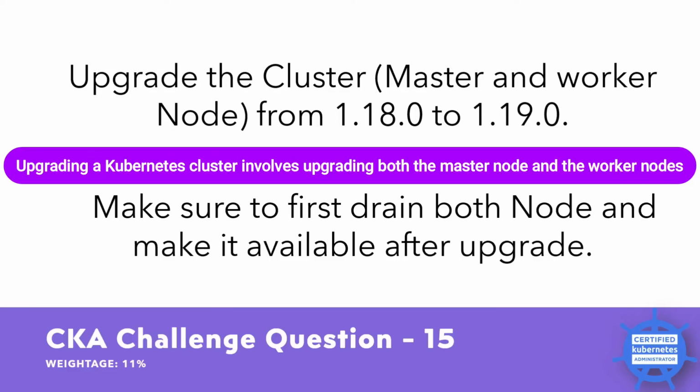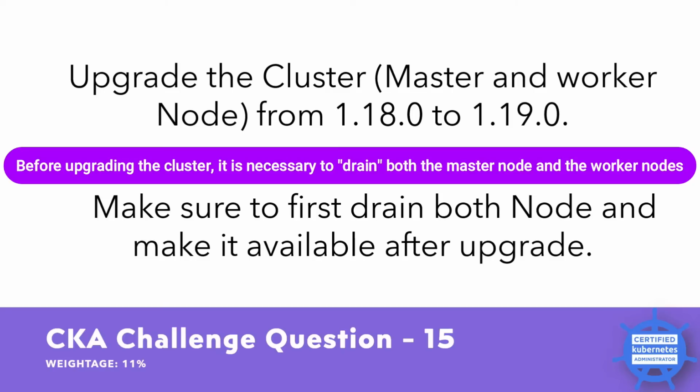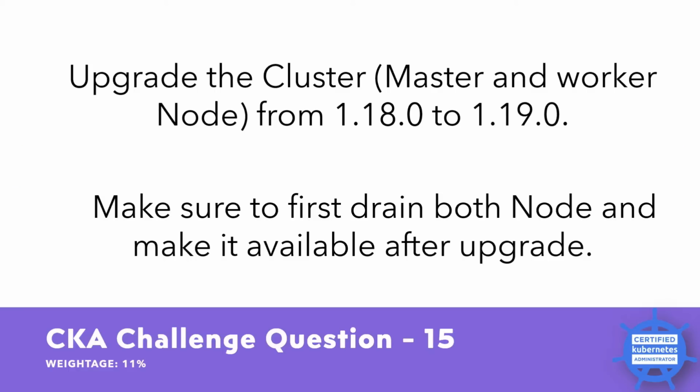Upgrading a Kubernetes cluster involves upgrading both the master node and the worker node. The master node is responsible for managing the overall state of the cluster, while the worker node runs the containerized applications. Before upgrading the cluster, it is necessary to drain both the master node and the worker node. Draining a node means that the node is marked as unschedulable and all running pods are evicted from the node before any upgrade is performed. This ensures that the workloads running on the node are not disrupted during the upgrade process.